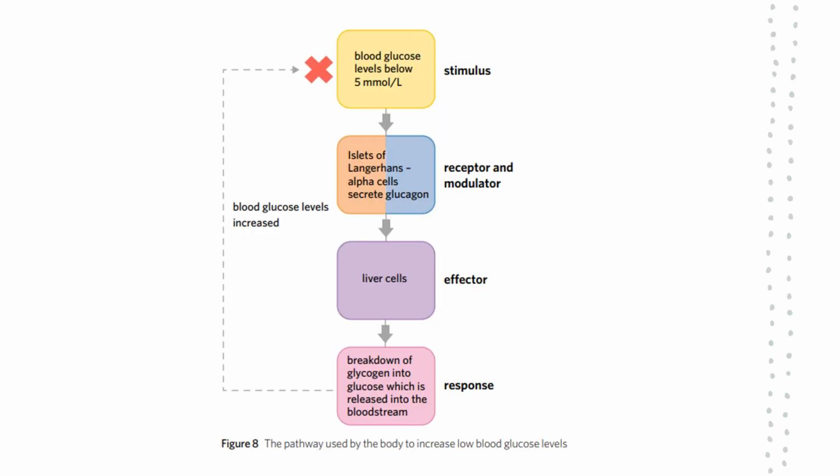Here is our stimulus response model in a negative feedback loop. Our stimulus here is low blood glucose levels, or levels below the normal range. This is detected by the islets of Langerhans, which are also our modulator. And so our alpha cells in the islets of Langerhans secrete glucagon, which is our important hormone for decreased blood glucose levels. Glucagon is going to act on the effector, which is the liver cells. The liver cells are going to produce a response, which is breaking down glycogen into glucose, which then re-enters the bloodstream. So we're increasing the amount of glucose in the bloodstream, which counteracts the low glucose levels, which is our stimulus.